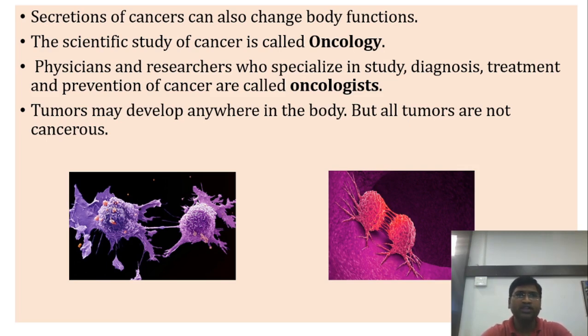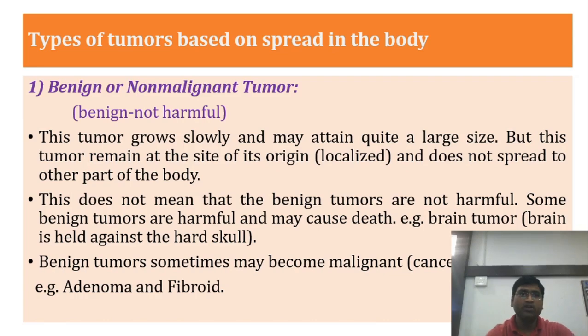Tumors may develop anywhere in the body system, and all tumors may not be cancerous. Some tumors are non-cancerous, and some tumors cause cancer. Now there are two types of tumors based on spreading in the body system. First is the benign tumor, or non-malignant tumor.